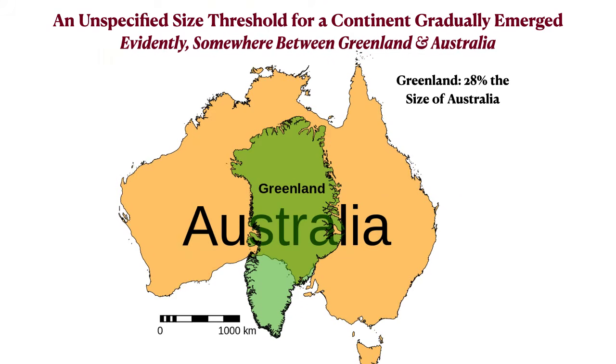At any rate, eventually, an unspecified size threshold for continent emerged. And I say here, evidently somewhere between Greenland and Australia. Greenland is conventionally regarded as the world's largest island, Australia as the smallest continent, and Greenland, you can see, is about a quarter the size of Australia. So Greenland is too small to be a continent. Australia generally is credited as a continent. Not always, and I'll talk about that in a few minutes.